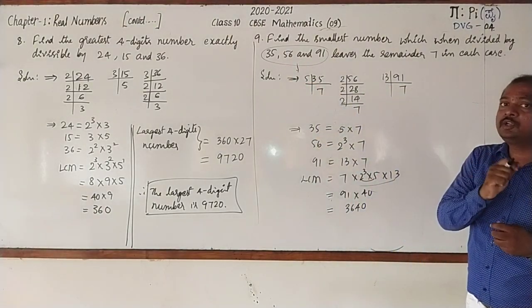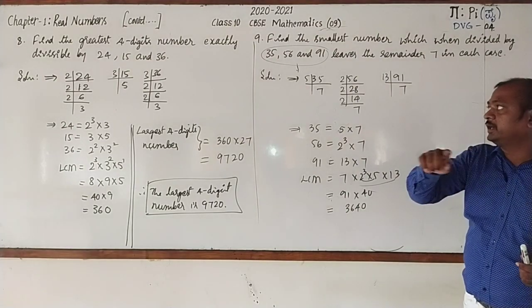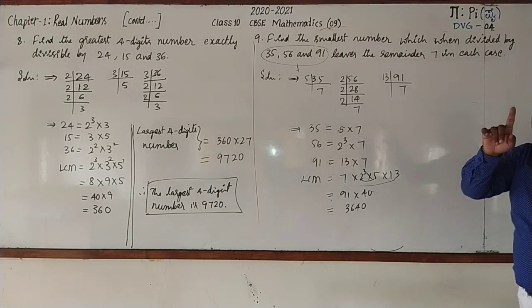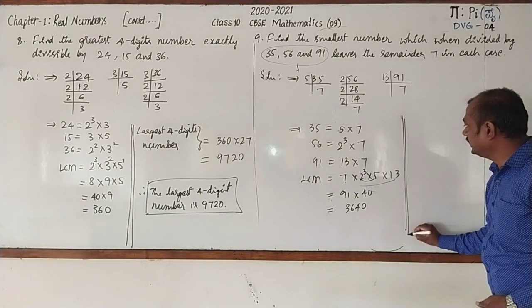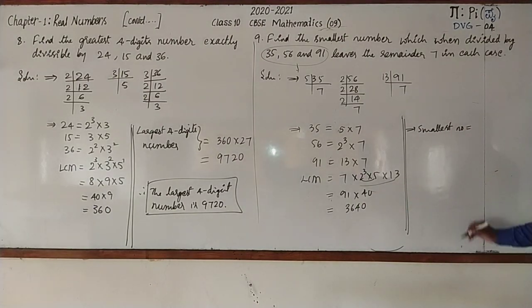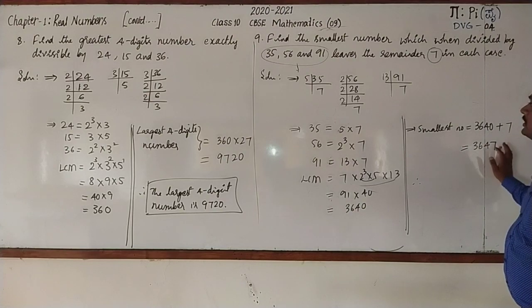No doubt. But what you are going to find out? You are going to find out a number when that number is divided by these three, it leaves the remainder 7. That means that number should be greater than 3640, right? So I'll write the smallest number is, it is LCM, that is 3640 plus, it leaves the remainder 7. It is 3647.